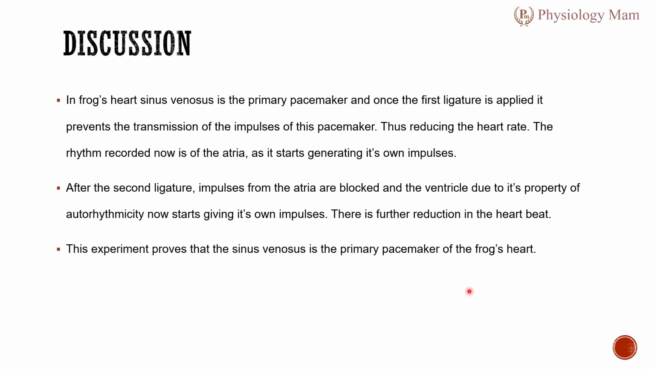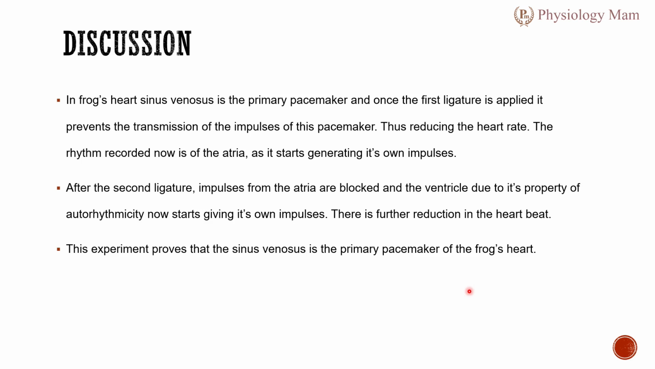Coming to the discussion for this experiment, as I have told you before, this experiment is a proof of the property of cardiac muscle called autorhythmicity. In frog's heart, the sinus venosus acts as the primary pacemaker. But once we have tied the first ligature, there is interruption of the transmission of impulses from the sinus venosus to the atrium and then to the ventricle.